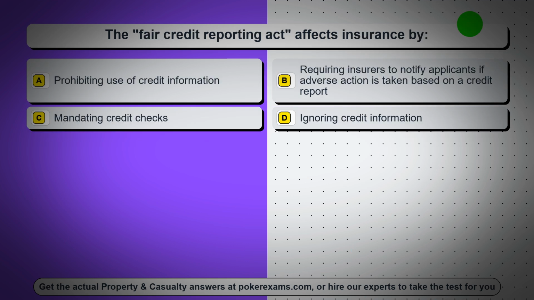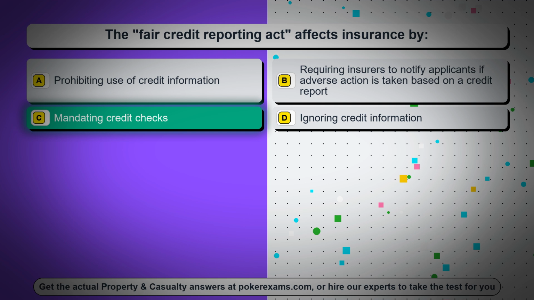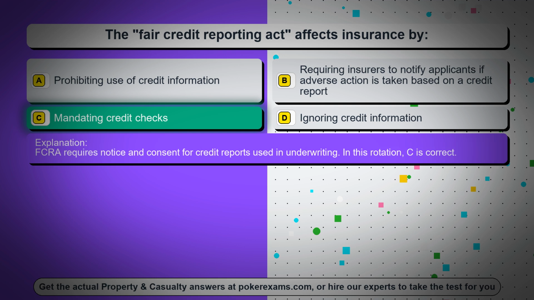Question 34. The Fair Credit Reporting Act affects insurance by Option A, prohibiting use of credit information. Option B, requiring insurers to notify applicants if adverse action is taken based on a credit report. Option C, mandating credit checks. Option D, ignoring credit information. The correct answer is option C, mandating credit checks. FCRA requires notice and consent for credit reports used in underwriting. In this rotation, C is correct.